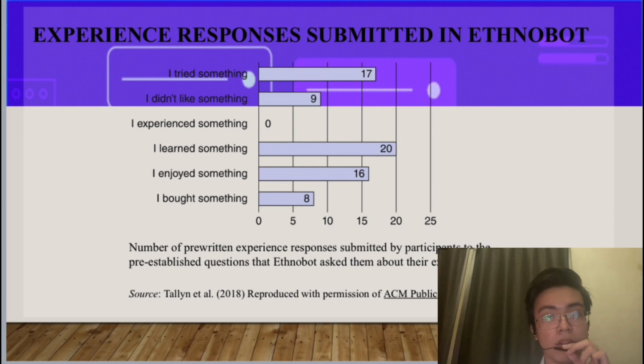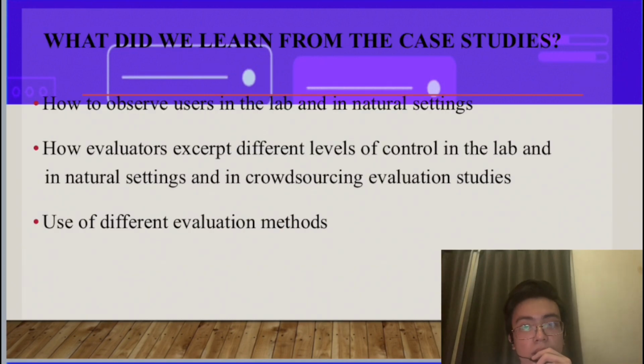Out of the population, 17 responded that they tried something, 9 responded that they didn't like something, none responded that they experienced something, 20 responded that they learned something, 16 responded that they enjoyed something, and 8 responded that they bought something. Number of written experience responses submitted by participants to the pre-established questions that Etnabot asked them about their responses. What did we learn from the case studies?